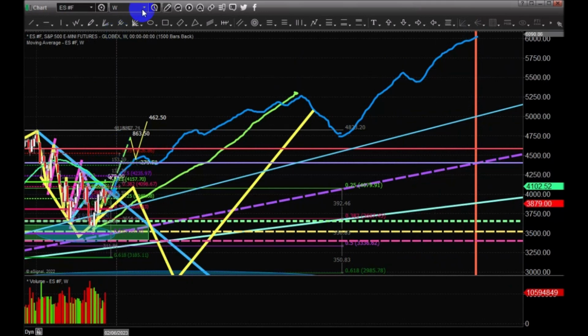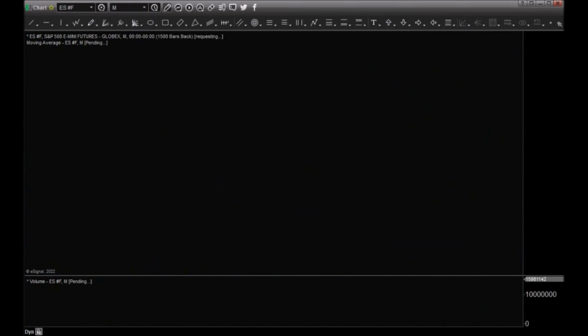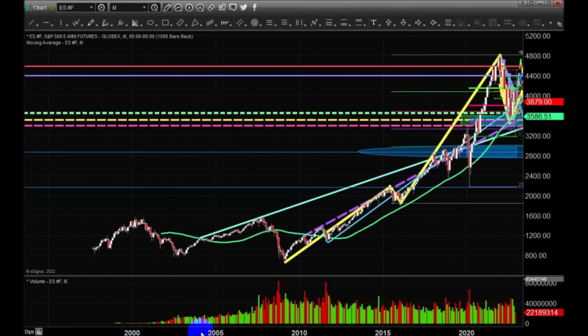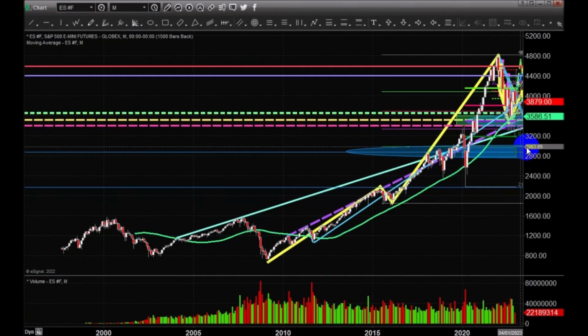And again, if we take a look at this from a monthly standpoint, you can see here where I've drawn.